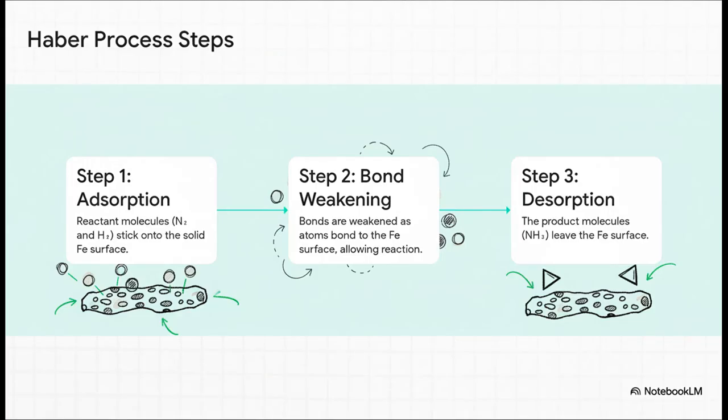And for your syllabus, you need to know how this happens in 3 steps. First up is adsorption, which is really just a fancy way of saying the gas molecules literally stick to the surface of the solid iron. Then, in step 2, this connection to the iron actually weakens the super strong bonds inside the nitrogen and hydrogen molecules. This makes it way easier for them to break apart and react with each other. And finally, once the new ammonia molecule is formed, it detaches from the surface. That's called desorption, and it leaves the catalyst surface totally free for the next batch of reactants.